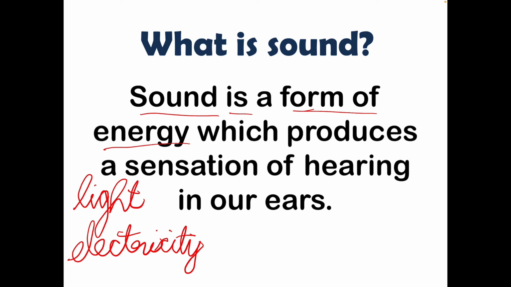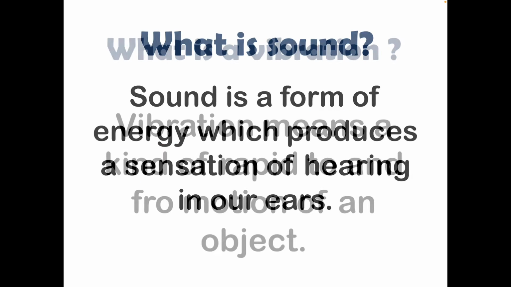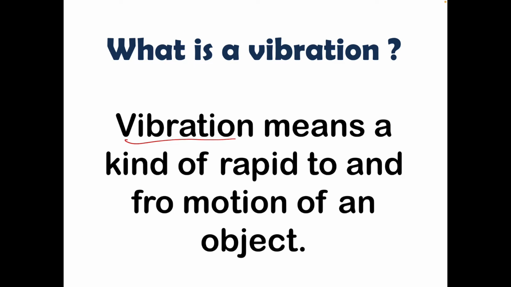Now, how is sound produced? It is produced due to the vibration of an object. By the way, what is a vibration? Vibration is a to and fro or back and forth motion of an object. For example, to observe vibration, if you hit a tuning fork on any hard object, then it vibrates rapidly back and forth, which is visible to our eyes, and that is the reason why we hear the sound of the tuning fork.